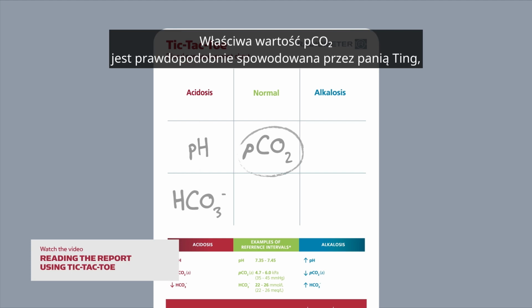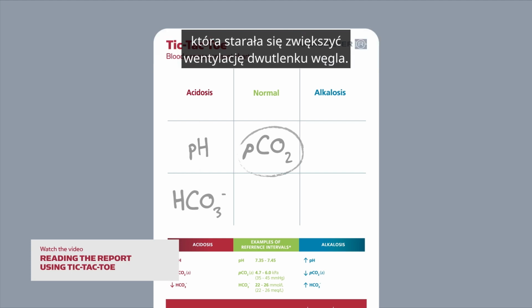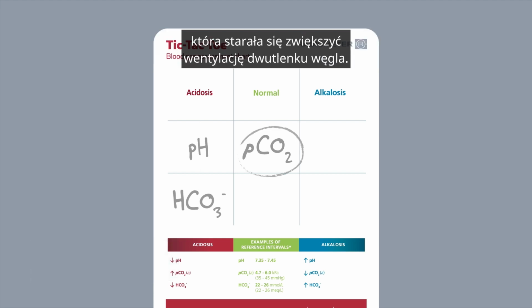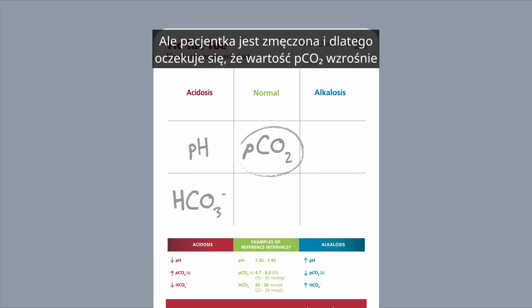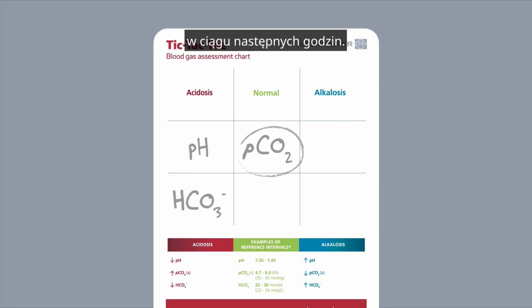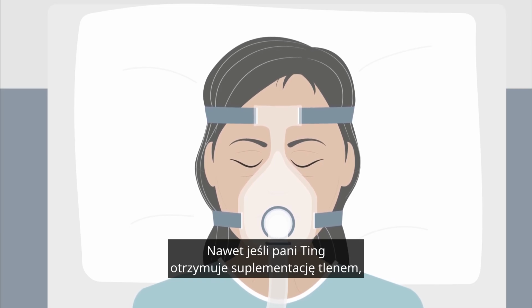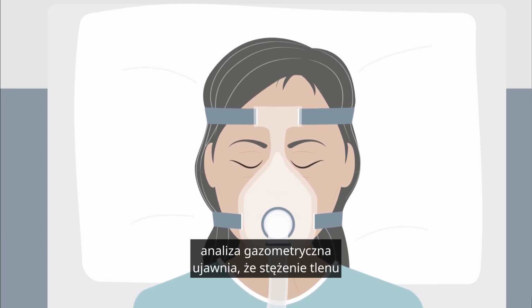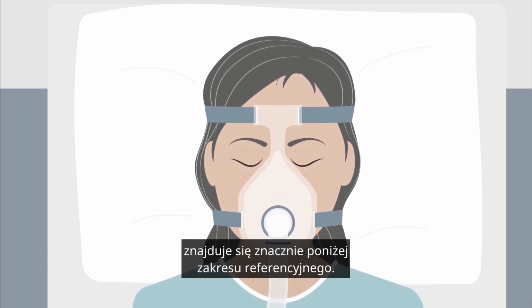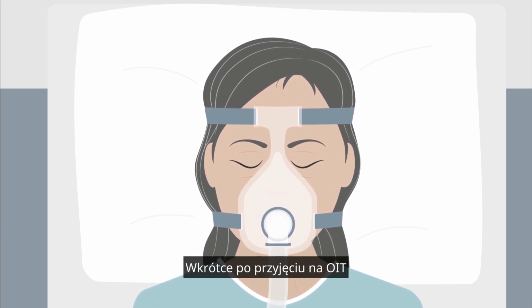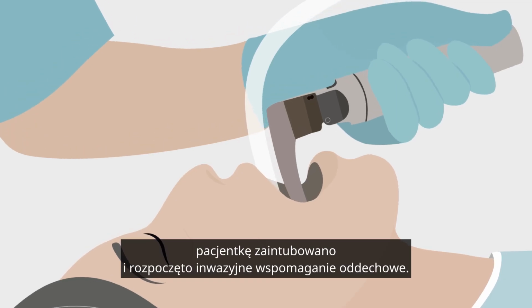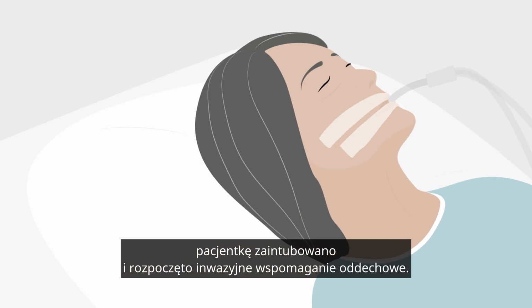The normal PCO2 is probably due to Mrs. Ting having tried to increase the ventilation of carbon dioxide. But she is fatigued, and the PCO2 is therefore expected to increase over the next hours. Even though Mrs. Ting receives supplemental oxygen, the blood gas analysis reveals that her oxygen level is significantly below the reference interval. Shortly after ICU admittance, intubation and invasive respiratory support is initiated.